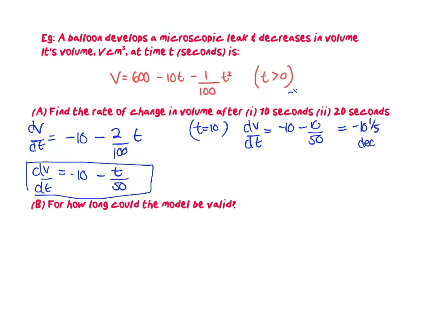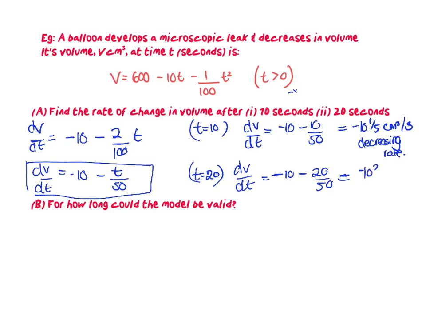So this is a decreasing rate. So it's decreasing at that many centimeters cubed per second. And then if we look at t equals 20, doing the same, dV dt will equal negative 10, but this time 20 over 50, and we end up with negative 10 2/5, which is also a decreasing rate. So if they ask you to describe the rate, if it's negative, you just say decreasing. Okay, for how long could the model be valid?